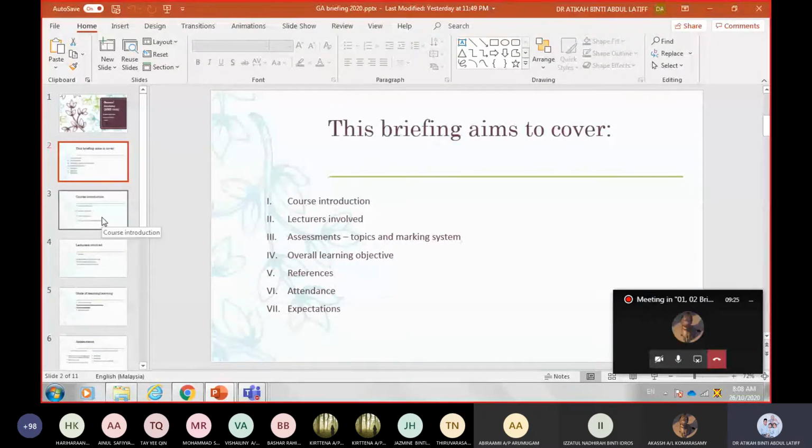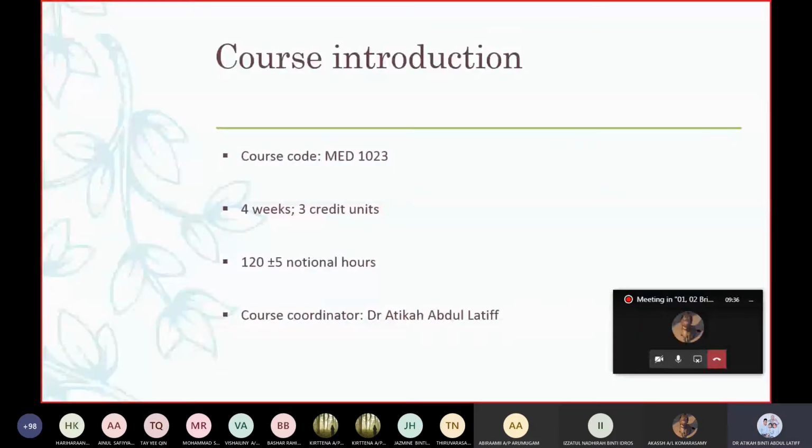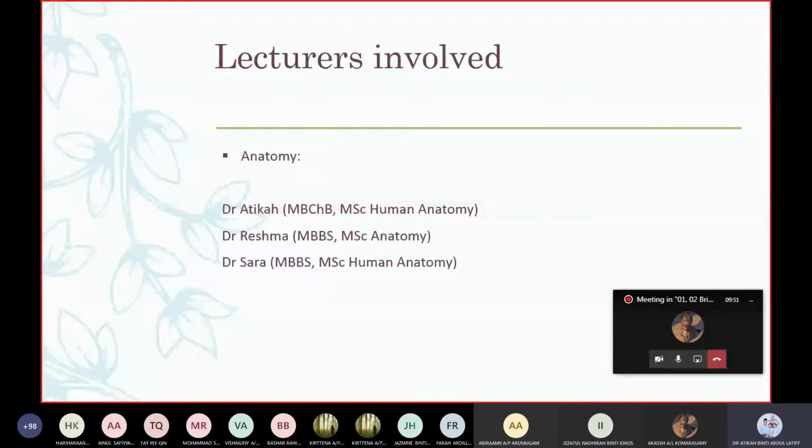Okay, so just a bit of introduction to the course. Okay, so it's a 4 weeks course. It carries 3 credit units. So 4 weeks would mean about 120 notional hours plus or minus. Okay, and I'm the course coordinator. So we had 5 anatomists before, but 2 of them already left to other countries. So we're left with 3. So I'm Dr. Atika, and there's Dr. Rishma and also Dr. Sarah.